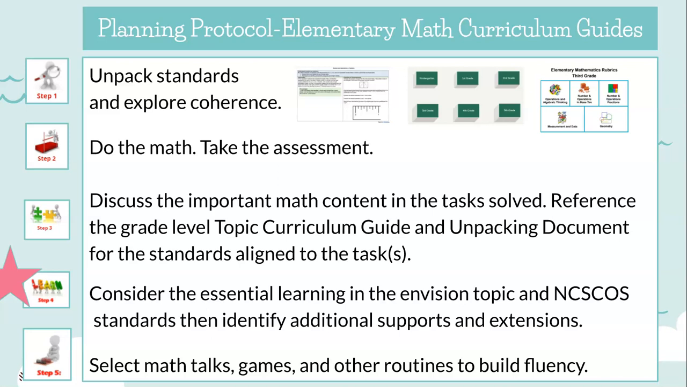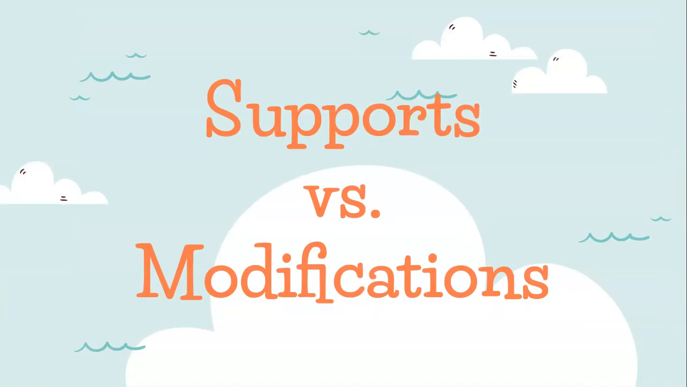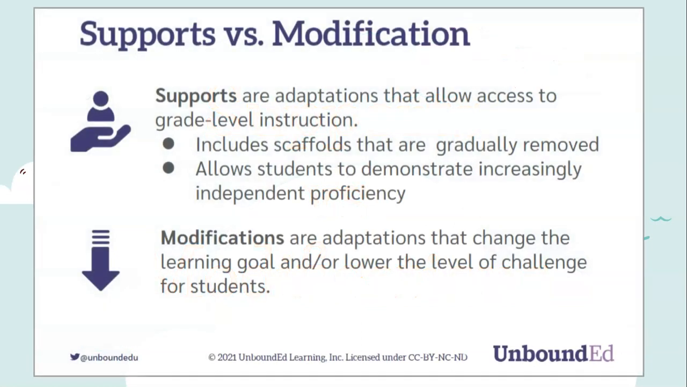Let's move on to step 4. Here you will use data to decide how you will provide differentiated instruction, practice, or assessment for every learner in your classroom. But first, let's refresh our memories about the difference between supports and modifications. Since we want every student to be immersed in grade level content, what supports can we have in our back pockets to use as on-ramps?